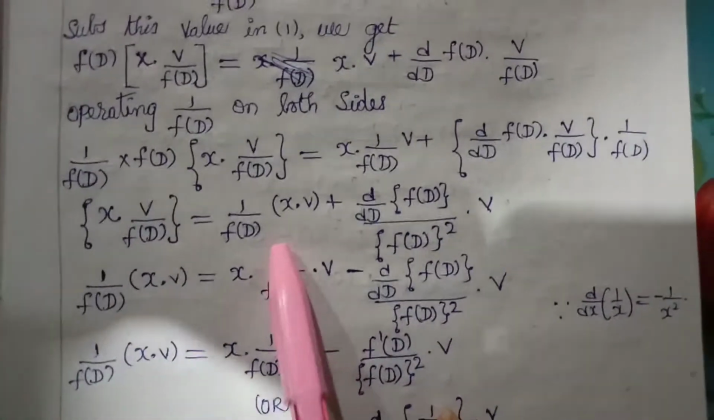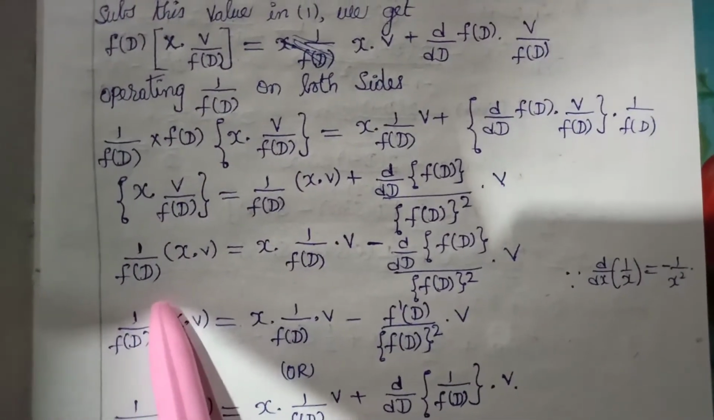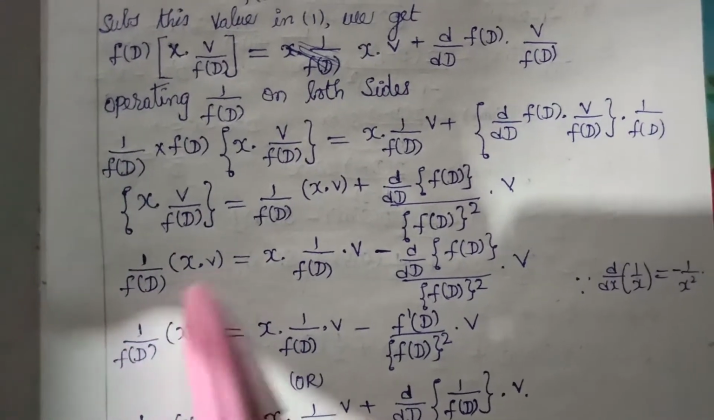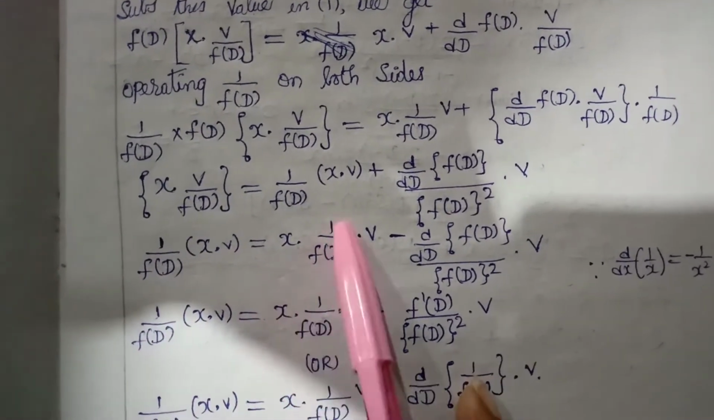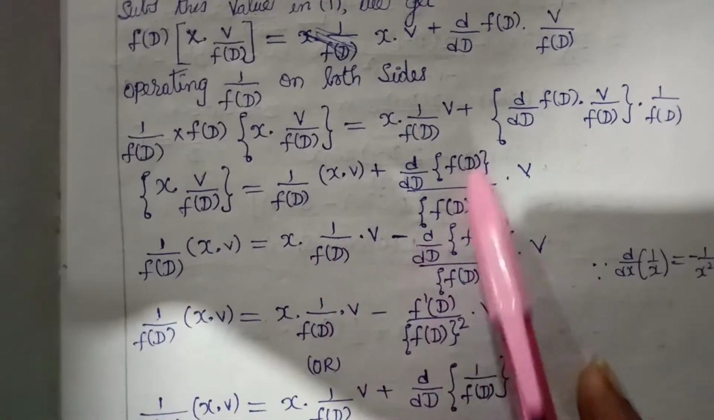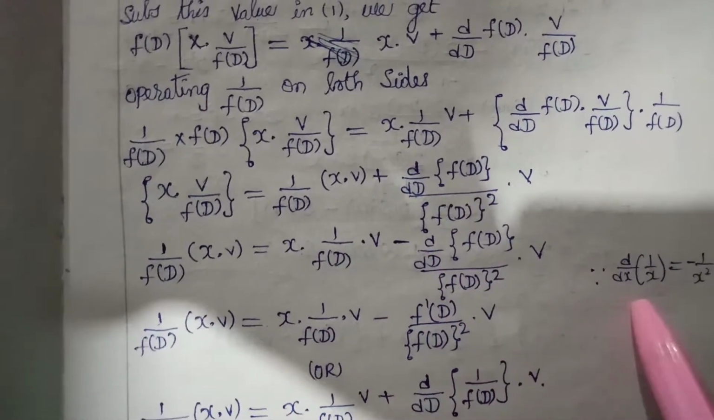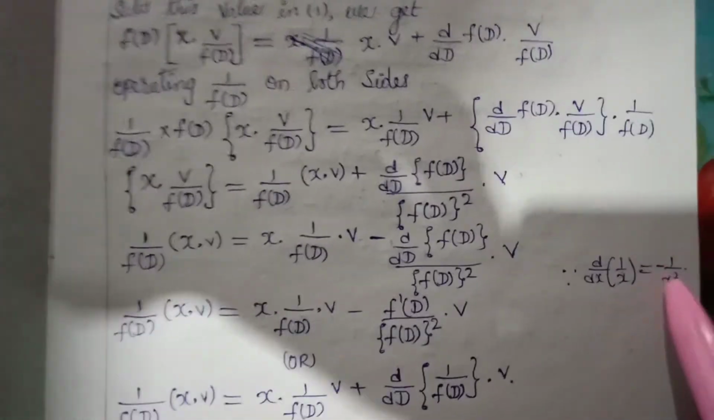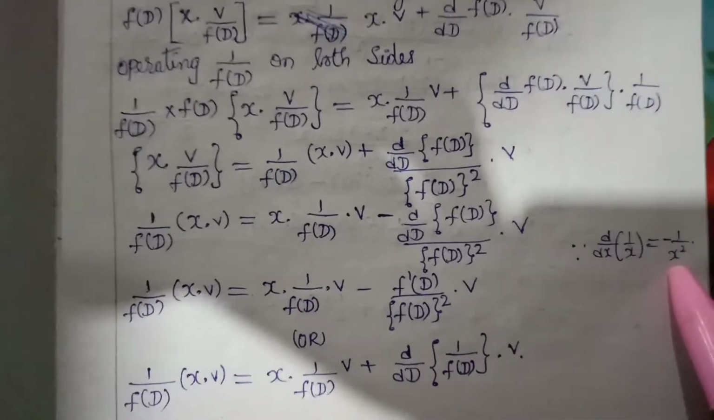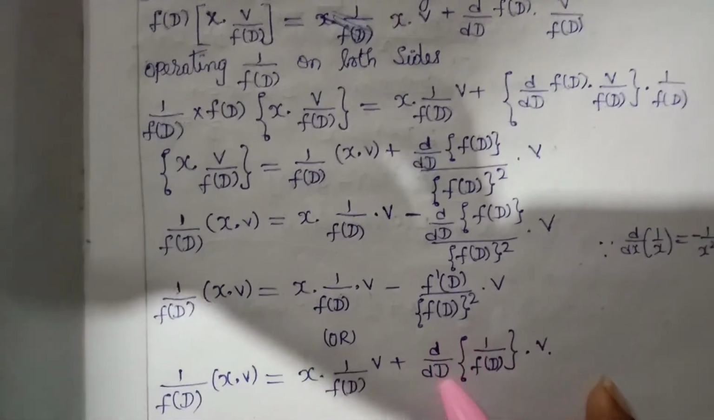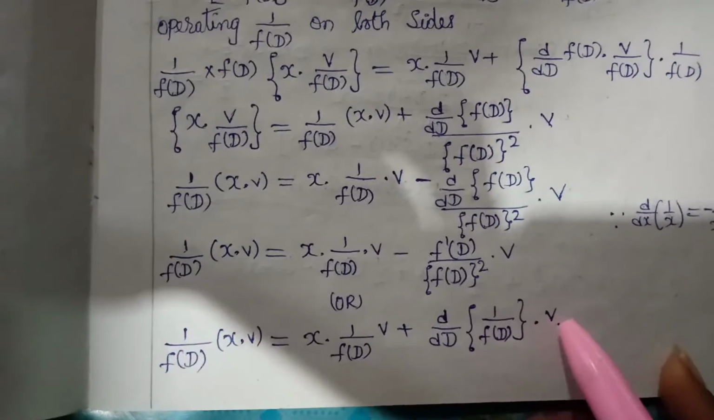Now this right hand side term I am taking to the left hand side. So you will get 1 by f of D x into v is equal to x into 1 by f of D into v minus this term. Now you know differential of 1 by x is minus 1 by x square. So we will write this as d by dD of 1 by f of D into v. This is our result. Now let's solve a problem.